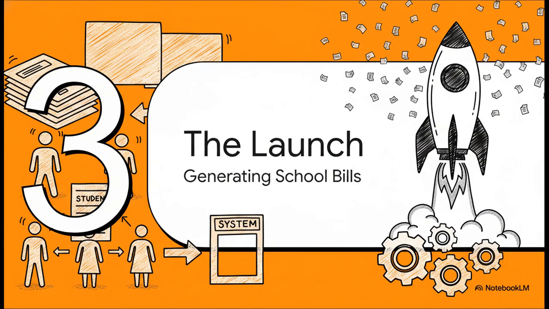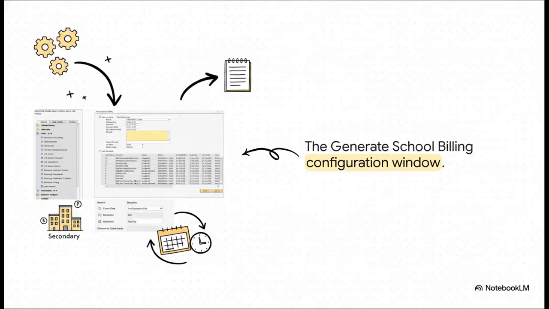All right, phase 3, the launch, generating the school bills. So, our templates are perfectly set. Our students are safely boarded into the system. Now we're at your command center, the Generate School Billing configuration window. You start by creating a new run code right at the top.